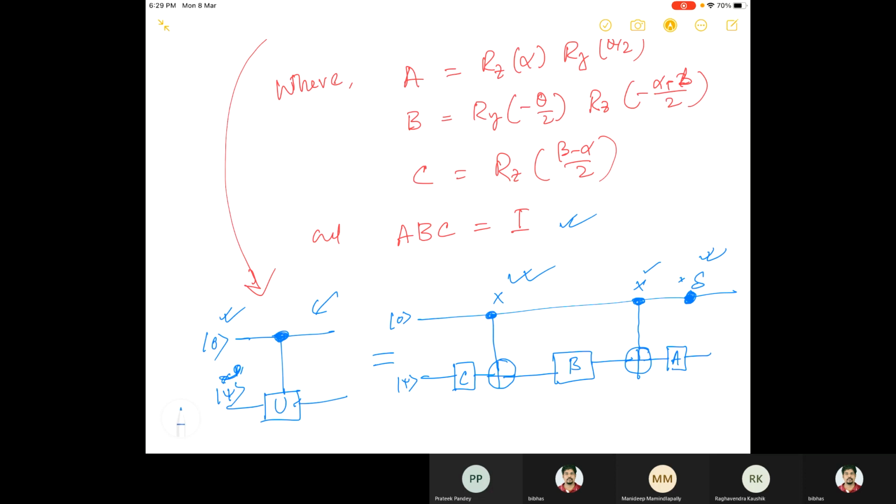it is nothing but C times B times A, right? So A times B times C, because first C will act, then B will act, then A will act. But A times B times C is nothing but identity. So it remains invariant. That's the first thing to observe. I am getting the same output for the same input. So the circuit on the left hand side is equivalent to the right hand side circuit when my input first qubit state is 0. You understand this?